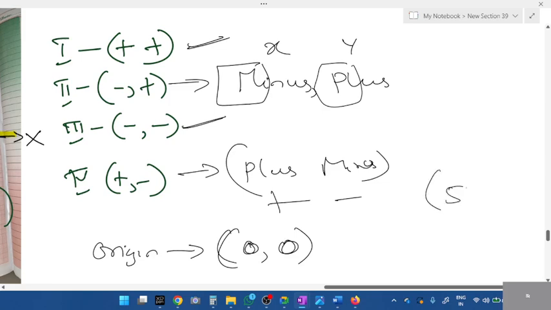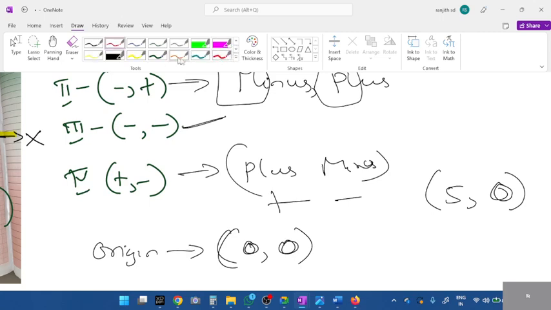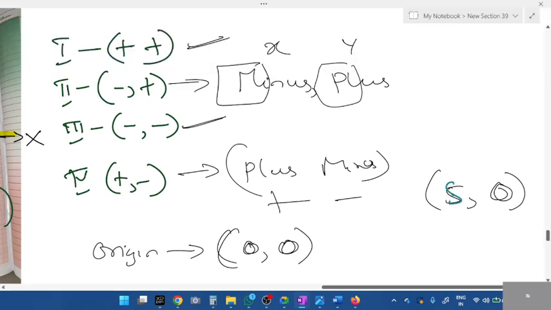Fine. Now if I write 5, comma 0, where does this point lie? Which one has value and which one is 0, students? All of you respond. Which one has value, x or y? X has value. Therefore, whichever doesn't have value, this particular point will lie on the x-axis.